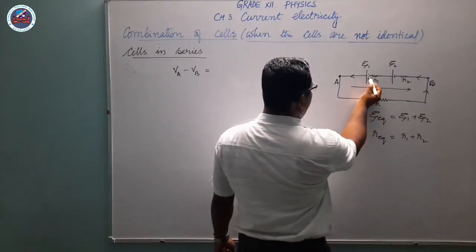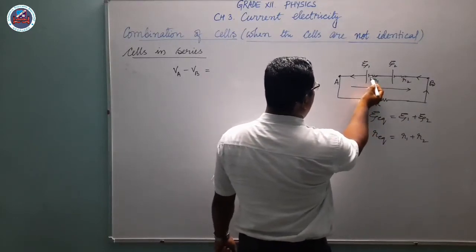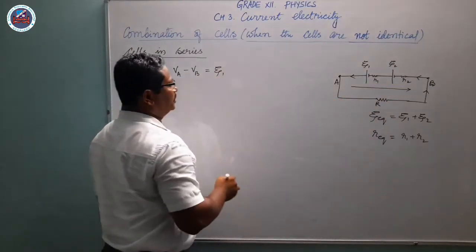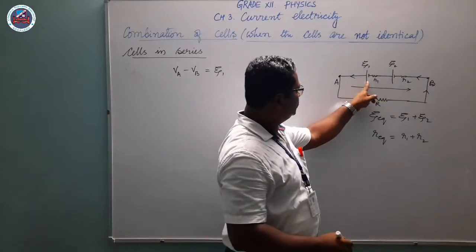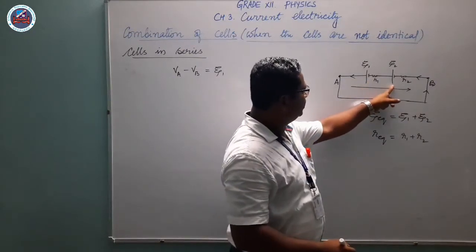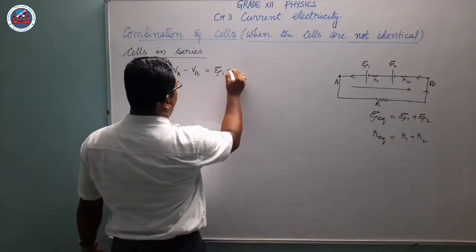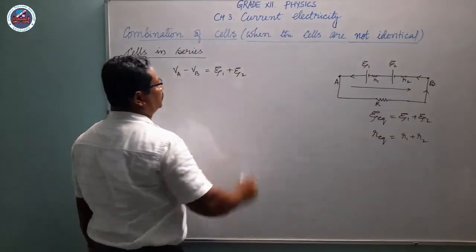Let us see first here. It is from positive terminal to negative terminal. So it will be epsilon1, it will be positive. It is going from positive to negative. The second one, epsilon2, also it is from positive to negative. So I'll write it as plus epsilon2.